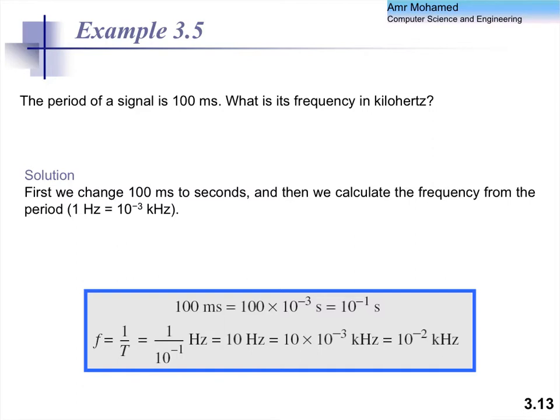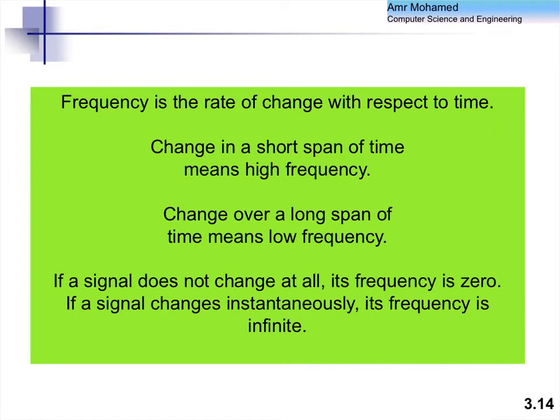Okay. So the period of one signal is 100 milliseconds. This means 100 milliseconds is 100 times 10 to the power minus 3 seconds, which means 0.1 second. So this means that the frequency is the reverse of this, or in other words, 10 hertz. Okay? If anything is not clear, you can stop me. But the trick here is that you need to be able to confidently deal with units and be able to convert between these units fast and efficiently.